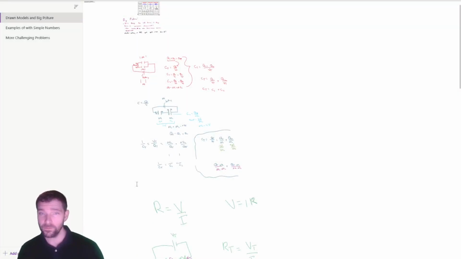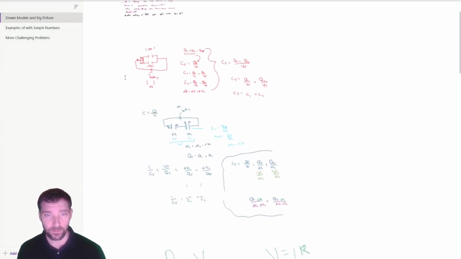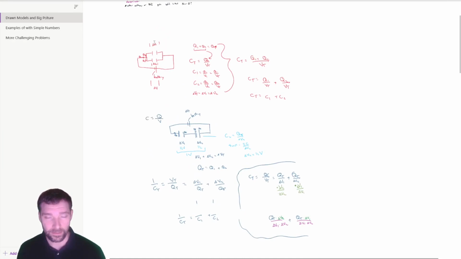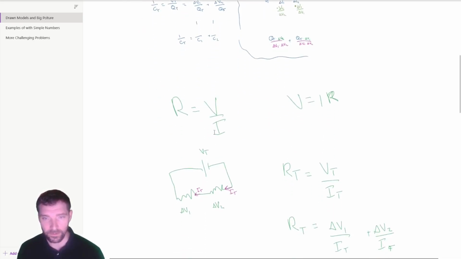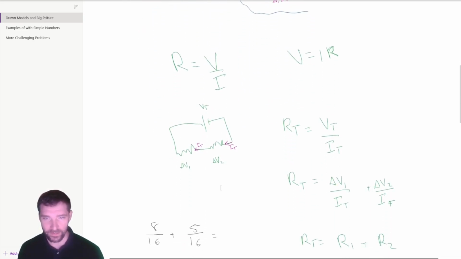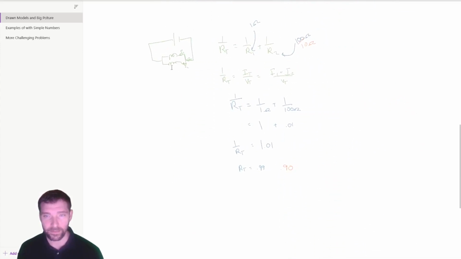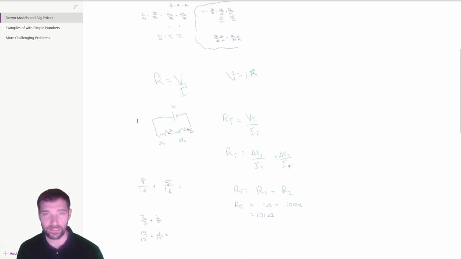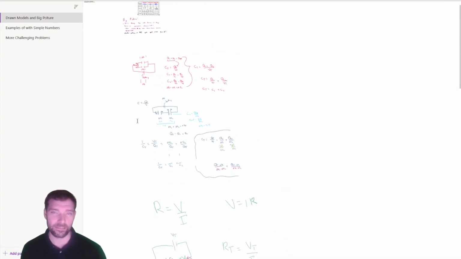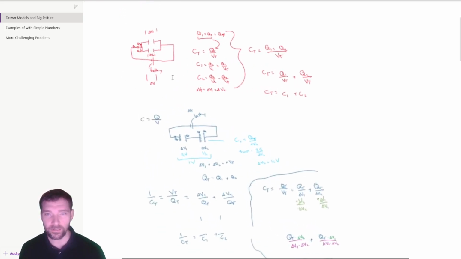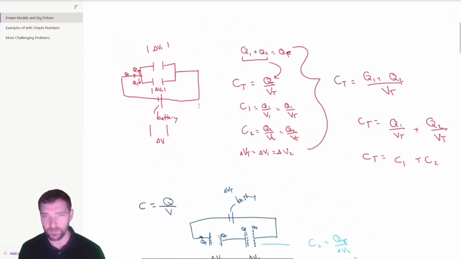We're going to look at all four of these drawn models: one where we've got capacitors in parallel, and another with capacitors in series. And then vice versa, the resistors in series and resistors in parallel, and talk about how those formulas are related, slightly similar and slightly different. So let's zoom in a little bit to this first one here, the one in red.